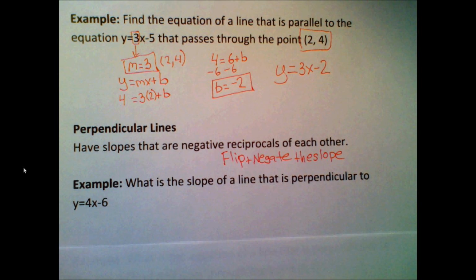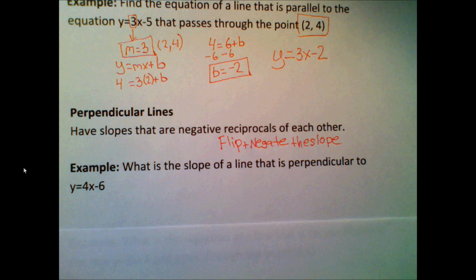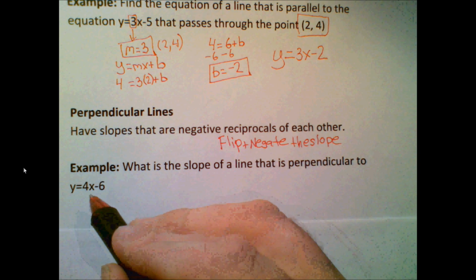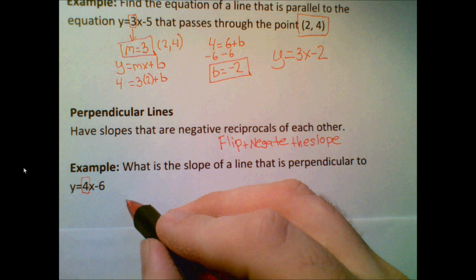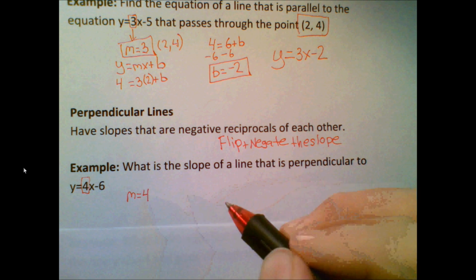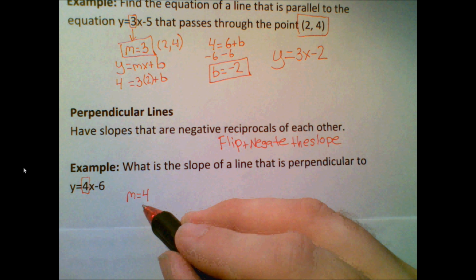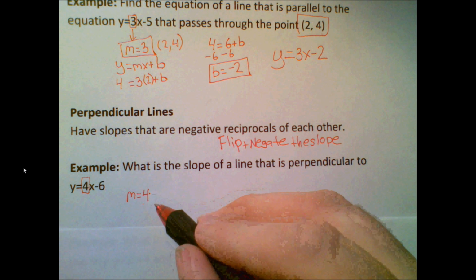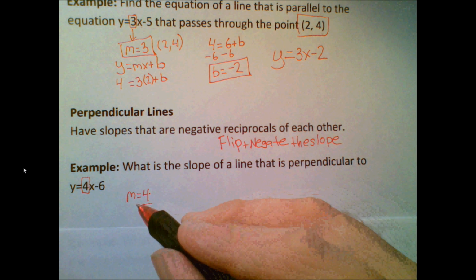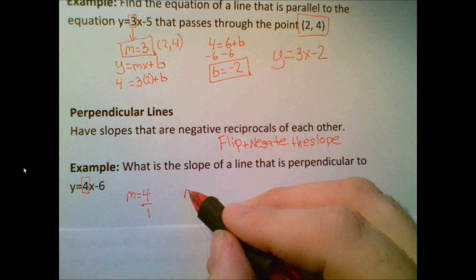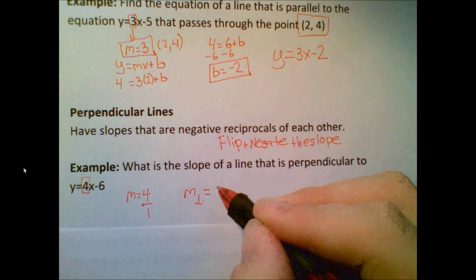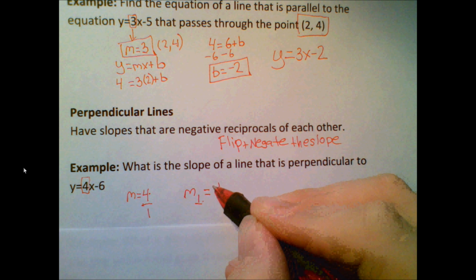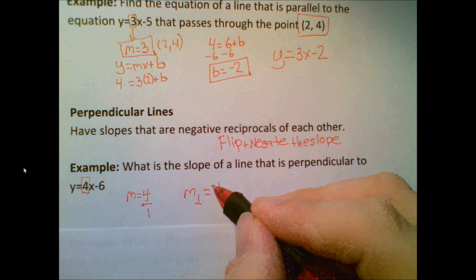Example 2. What is the slope of a line that is perpendicular to the line y equals 4x minus 6? The slope of this line, right before the x, is 4. So the slope of the original line is 4. Now the slope of the perpendicular. Remember, when you have a whole number, it can be put over 1. We're going to flip that and negate. So the slope of the perpendicular line is equal to 1 over 4, and since this is positive, it's going to become negative. So this is the slope of the perpendicular line.